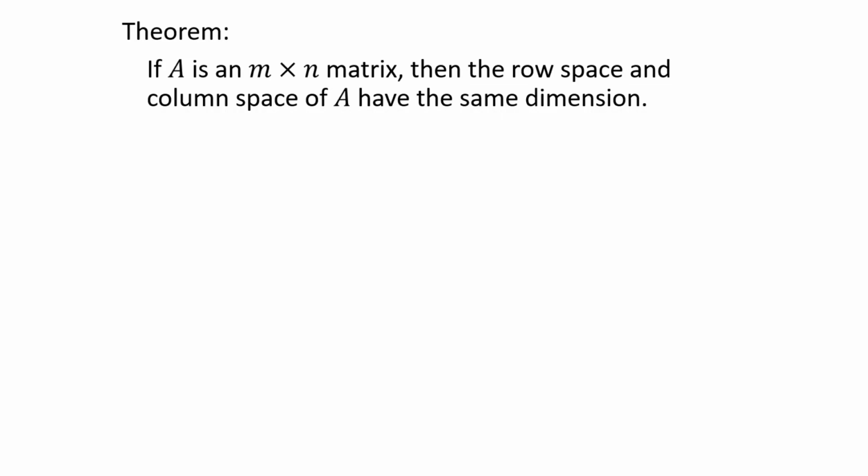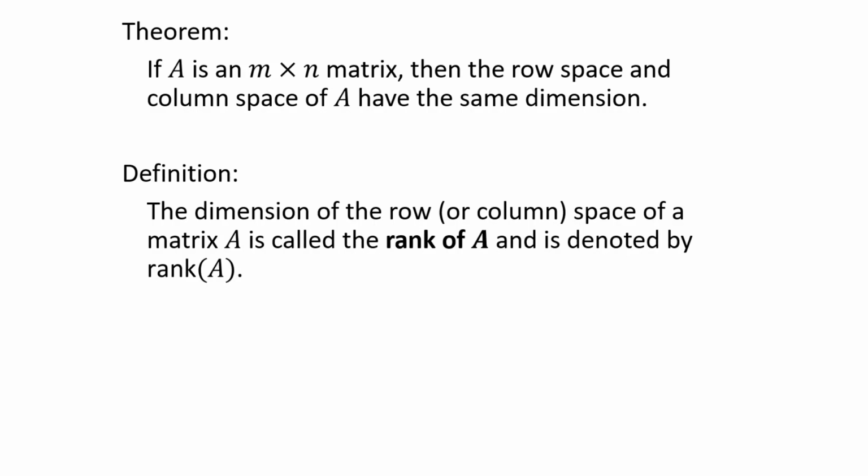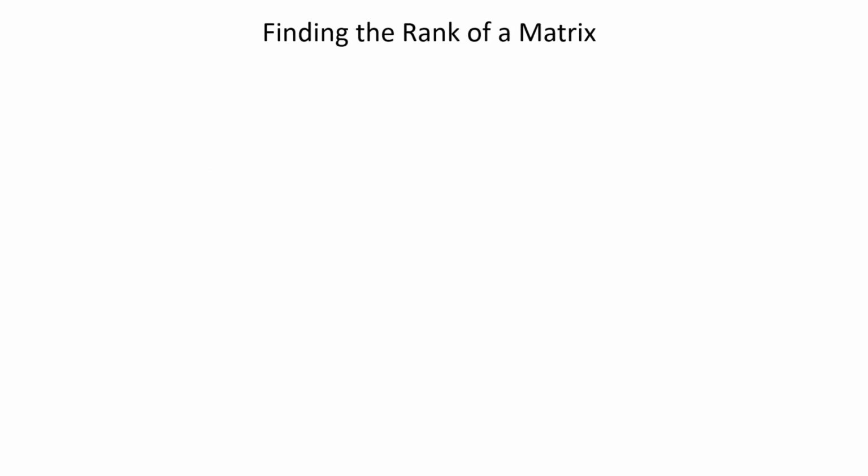So now we can finally define the rank of a matrix. Since the row and column spaces have equal dimensions, the dimension of the row or column space of a matrix A is called the rank of A and is denoted by this. Let us have an example in finding the rank of a matrix.